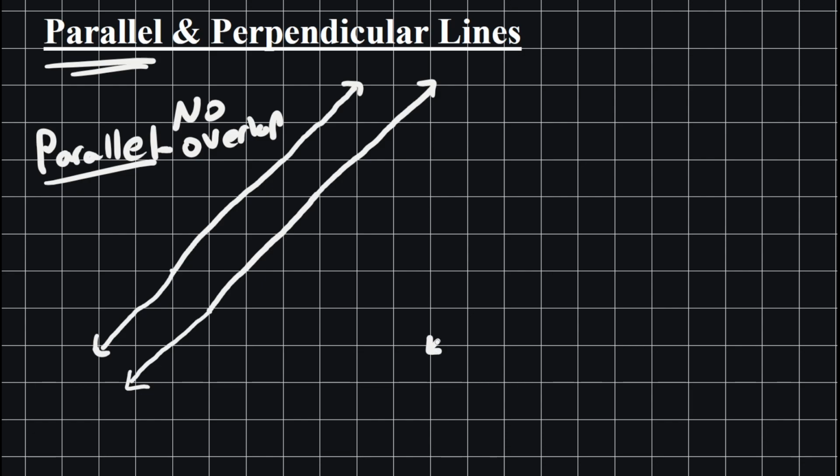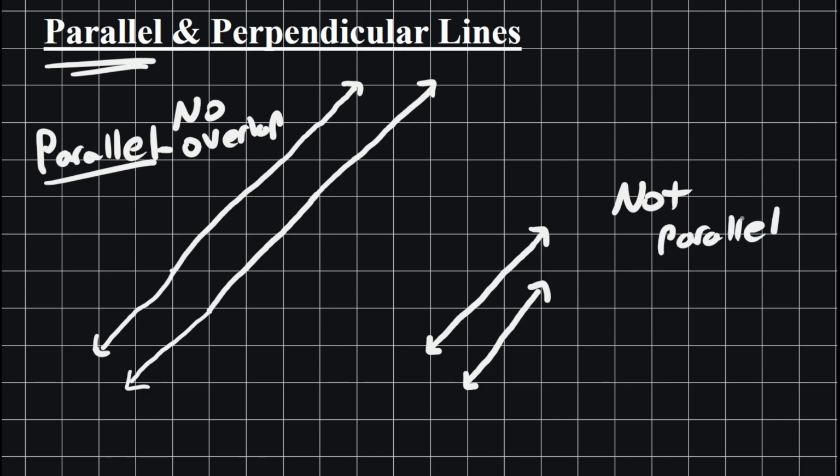Now let me give you an example of some lines that aren't parallel. So let's say we had this line that went like this, and let's say we had this line that went like this. Now, although the lines are not touching right now, these lines are actually not parallel. And they're not parallel because they do overlap when you extend them.